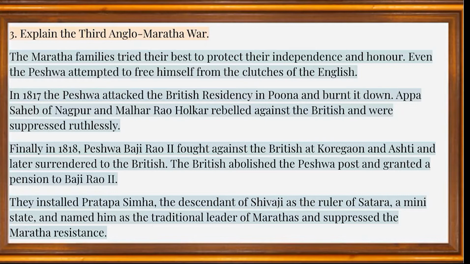Finally, in 1818, Peshwa Bajirao II fought against the British at Koregaon and Asti and later surrendered to the British. The British abolished the Peshwa post and granted a pension to Bajirao II. They installed Pratapa Simha, the descendant of Shivaji, as the ruler of Satara, a mini-state, and named him as the traditional leader of Marathas and suppressed the Maratha resistance.